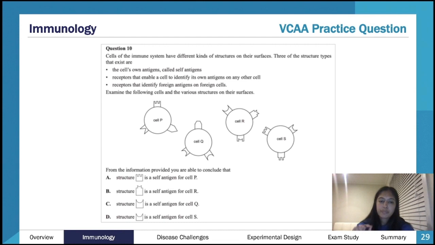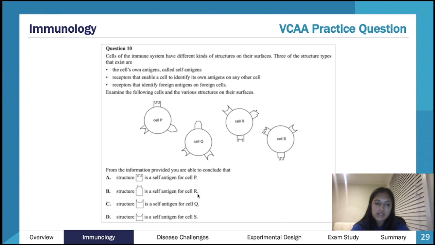The way that you can look at this is if you realize that you've got a self antigen, a receptor for the self antigen, and a receptor for a foreign antigen, you can basically figure out which one is which on each of these, because two of them will be complementary, because you have a self antigen and a receptor for a self antigen. So they must be complementary, right? And then the third one should be a random receptor for foreign antigens. So what the question is asking you is, what is a self antigen for each of these cells?